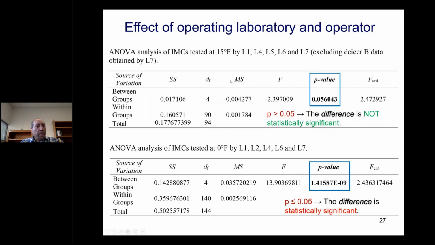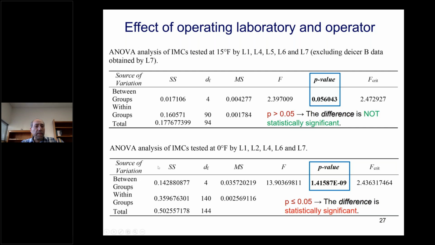So here is the ANOVA analysis of ice melting capacities tested at 15 Fahrenheit by groups L1, L4, L5, L6, and L7. You can see the p-value is 0.056 something. This is more than 0.05. If we round it, it gives us 0.06. So the difference is not considered statistically significant.